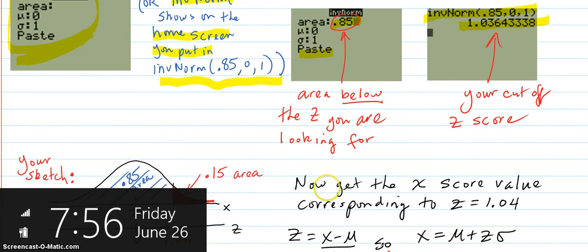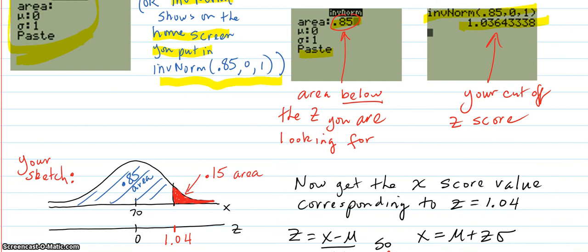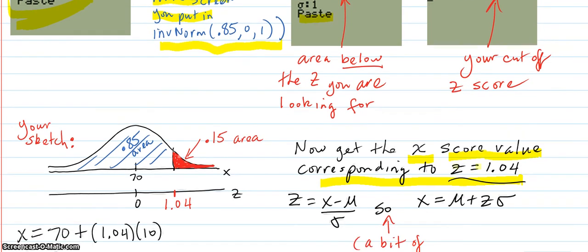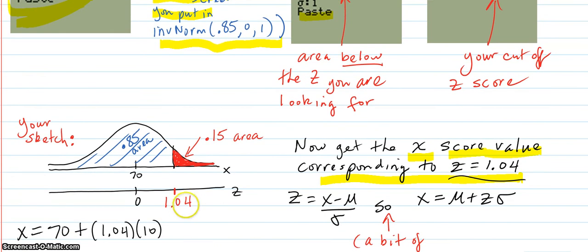Alright, so we have here your 1.036, and we're going to round it off to 1.04 right over here. So we need the X score value corresponding to that Z. We now know that the Z we're looking for is 1.04, and that looks right because that's to the right of the mean, where it is reasonable that 15% of the area could be above there.